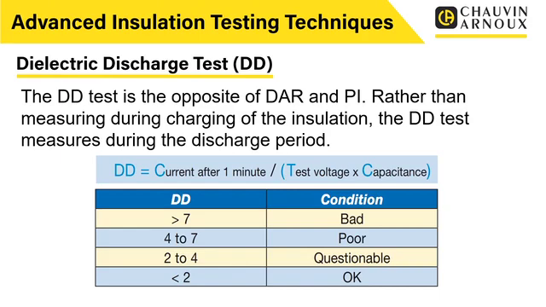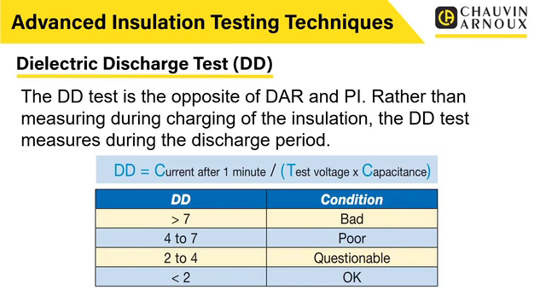The dielectric discharge test looks at the test voltage, it looks at the current, and obviously over a period of time. So as it says there, the current after 1 minute. Over a period of time, what has the current fallen to? What is the voltage across the insulation? What does that drop down to? What's the capacitance? As a result of all of that, it comes out with a value, and that ratio we can then use to check the condition of the insulation. If it's greater than 7, it's considered to be bad. 4 to 7 is poor. 2 to 4, questionable. And anything under 2 is okay.